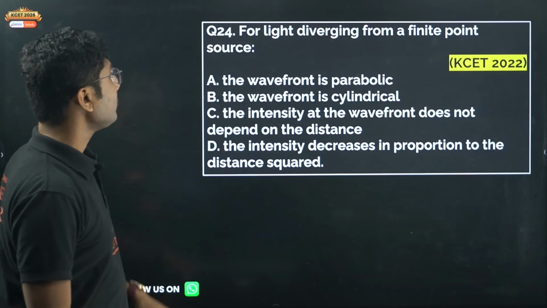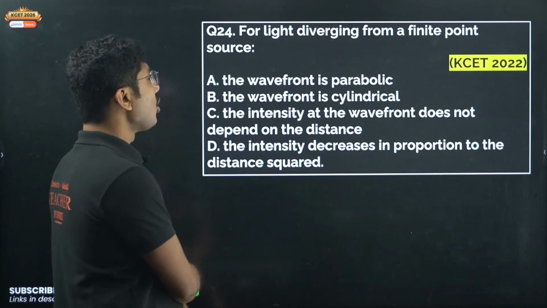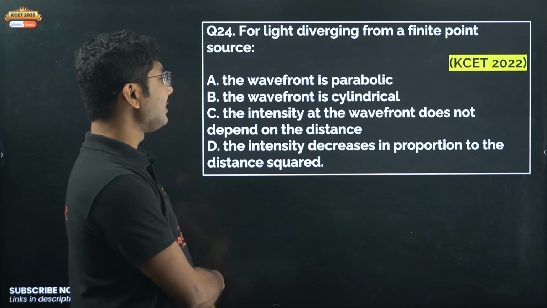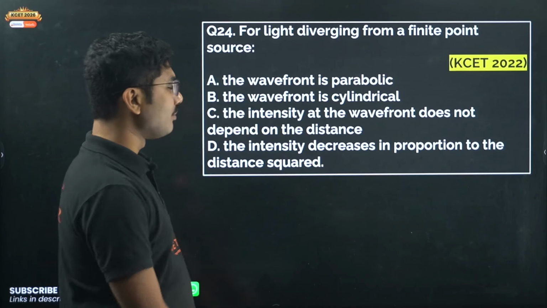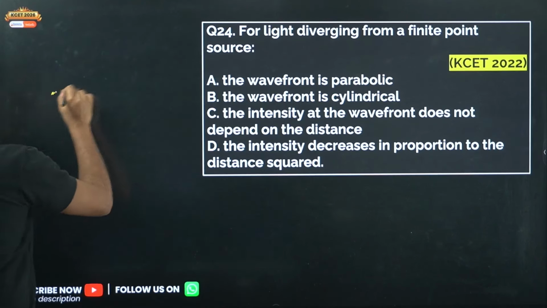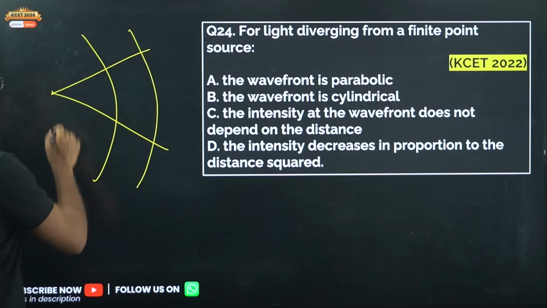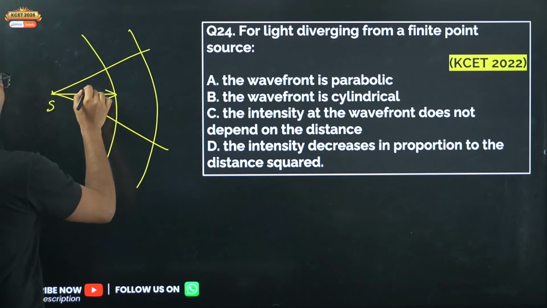Next, for a light diverging from a finite point source: wavefronts are parabolic, wavefronts are cylindrical, intensity of the wavefront does not depend on the distance, the intensity decreases in proportion to the distance squared. So let's see. When a light is actually propagating, the wavefront is spherical from a point source, and the intensity decreases with the square of the distance.